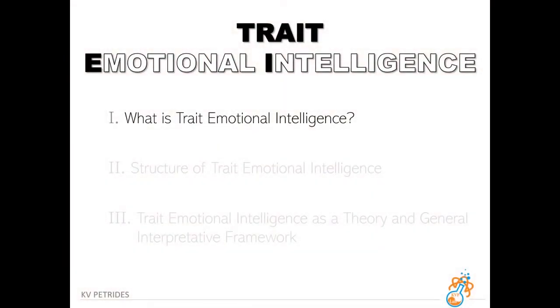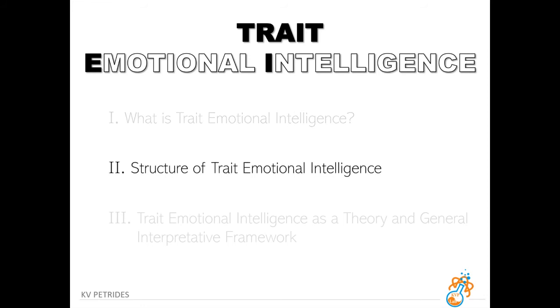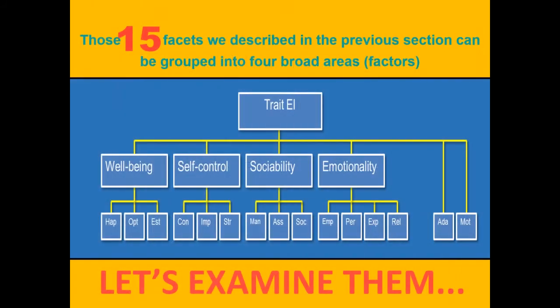This slide shows the hierarchical structure of trait emotional intelligence, with the 15 narrow facets at the bottom, 4 broad factors in the middle, and global trait emotional intelligence at the apex of the hierarchy.